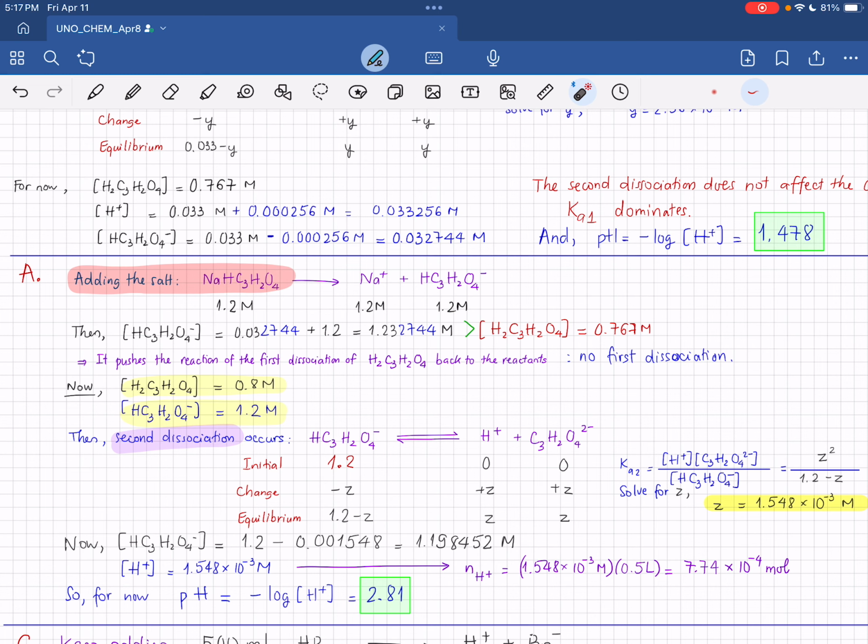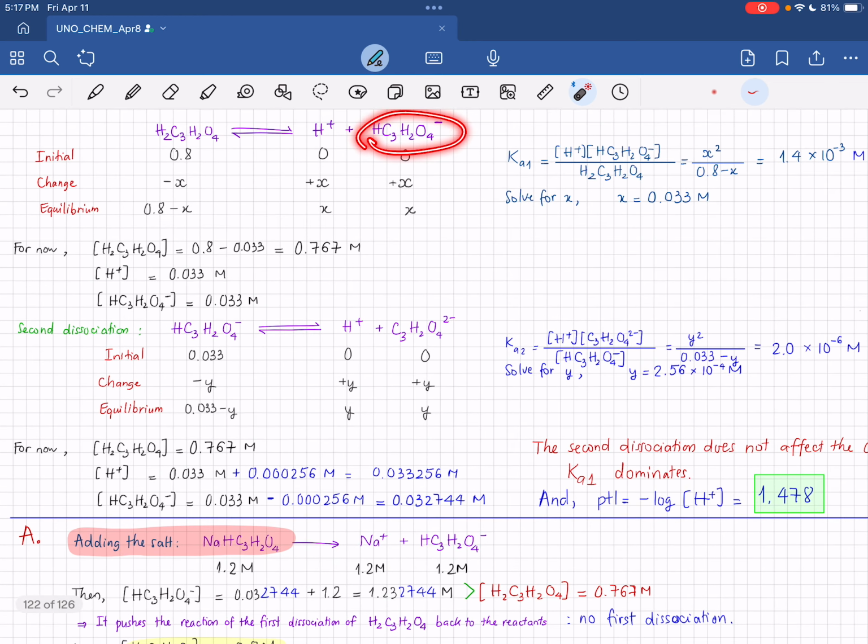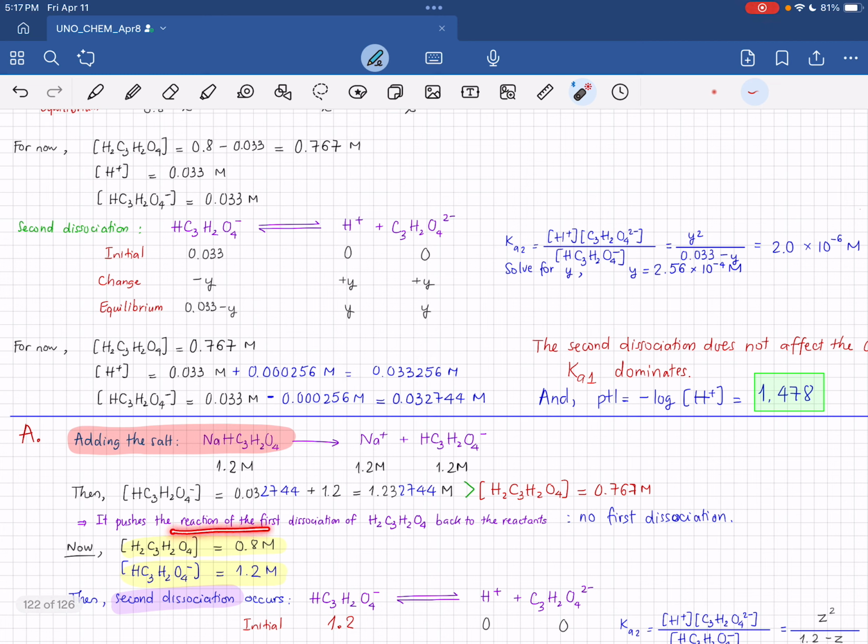And when added to what we got in the solution already, we can see that the H+ concentration is really high, much higher compared to the concentration of the acid. The product is even more than the reactants, so there's no reason for the reaction to go this way, right? This reaction will be pushed the opposite way, which means it puts the first dissociation back to the reactants. No first dissociation would occur.